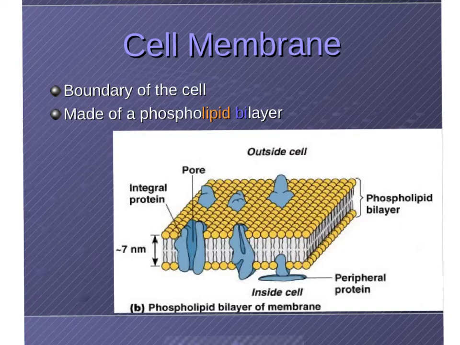Next we're going to go over some of the main cell organelles. These are not all of them, but these are the ones that are usually tested on. First one is your cell membrane. That is your boundary or outside part of the cell.